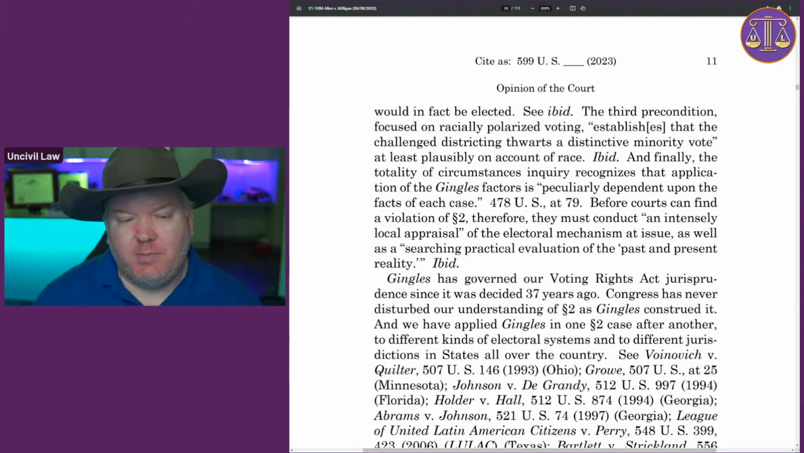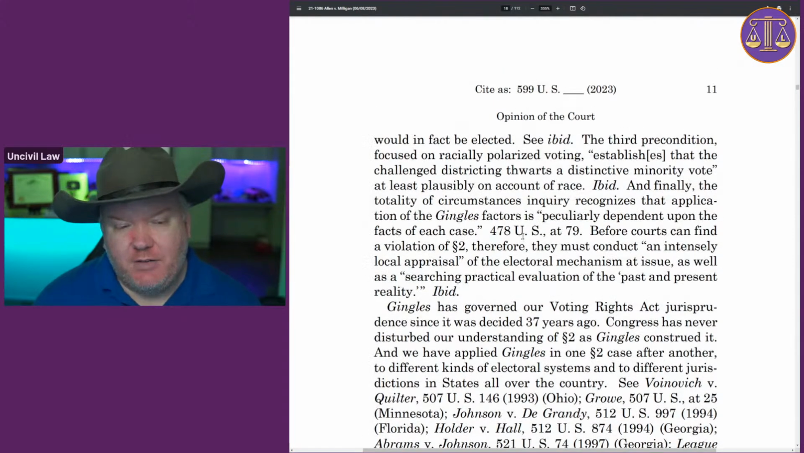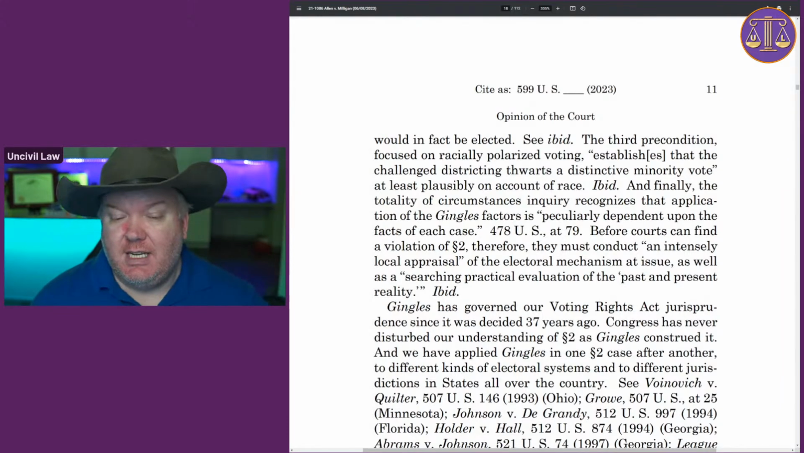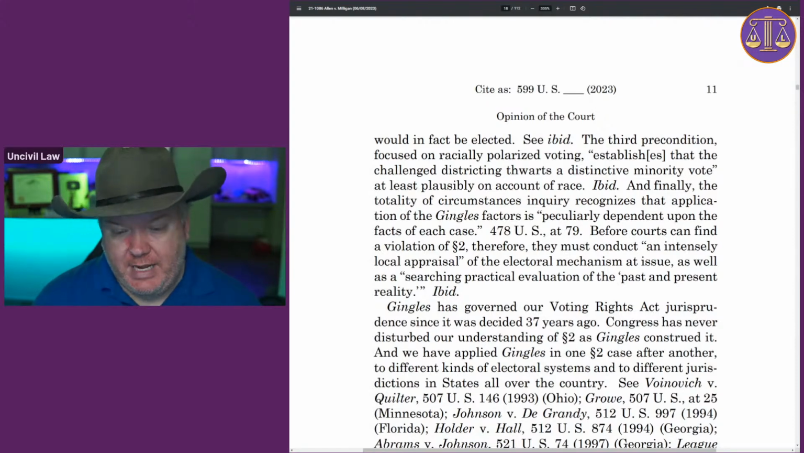And finally, the totality of circumstances inquiry recognizes the application of the factors is peculiarly dependent on the facts of each case. Before courts can find a violation, they must conduct an intensive local appraisal of the election mechanism at issue, as well as a searching practical evaluation of past and present realities.